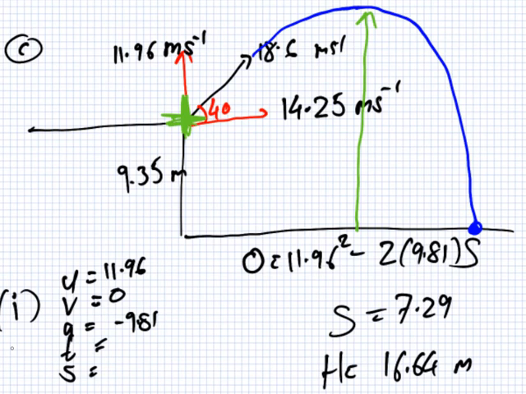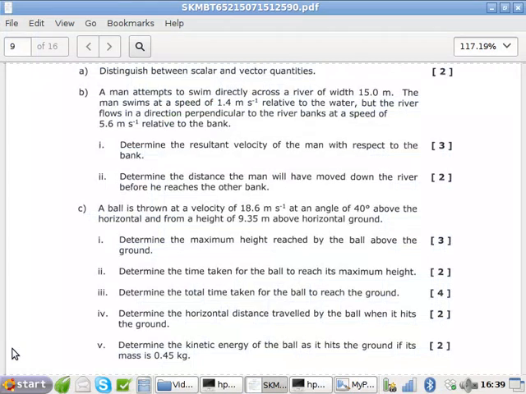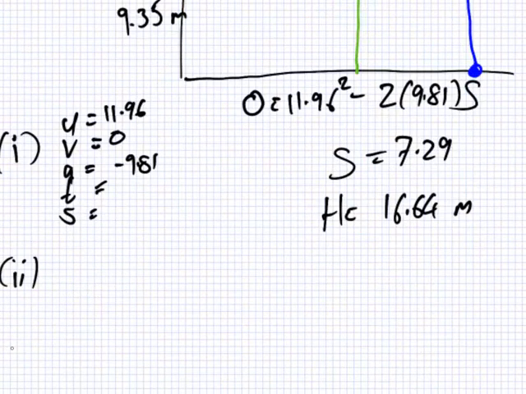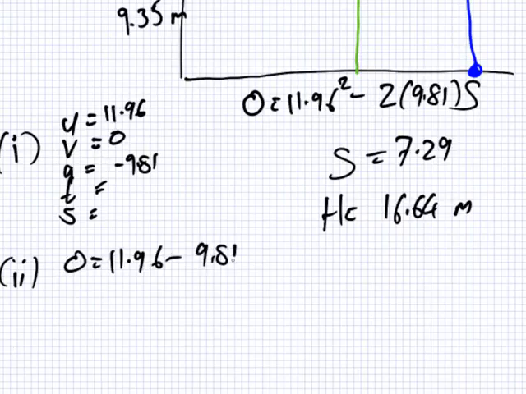Yeah, okay. Right, what do I want next? The time. So, what formula should I use here? V equals U plus a T, so the T equals 1.22 seconds. Right, what do I want next?